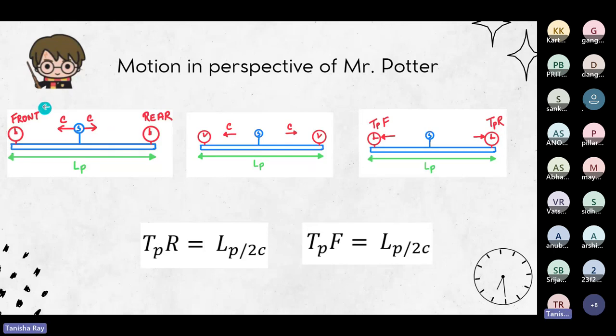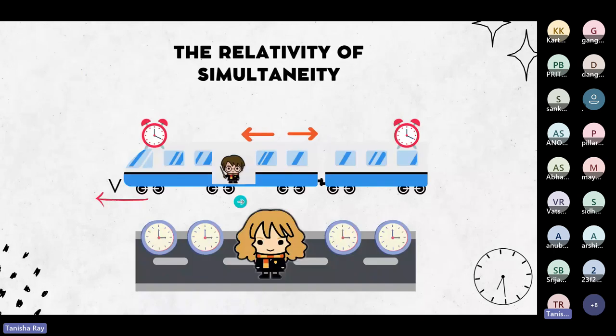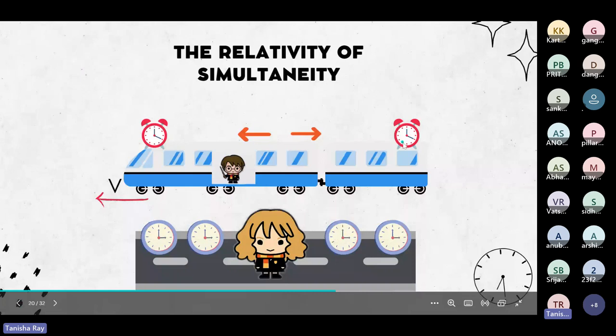I repeat, the event in which the two rays are striking the clocks in the frame of Mr. Potter is simultaneous. But what will Hermione say of this situation? For her, will this even be simultaneous? If we now go to Hermione's frame, that is the track, and try to see, we can very confidently answer that no.